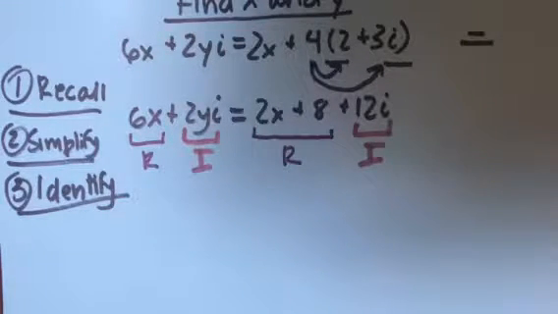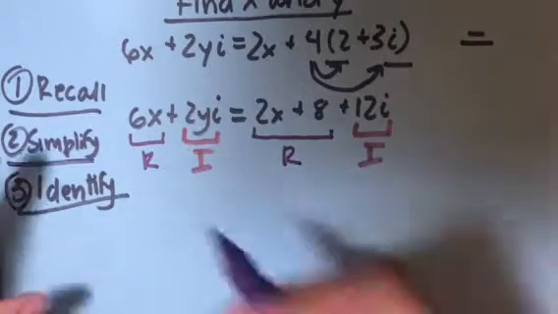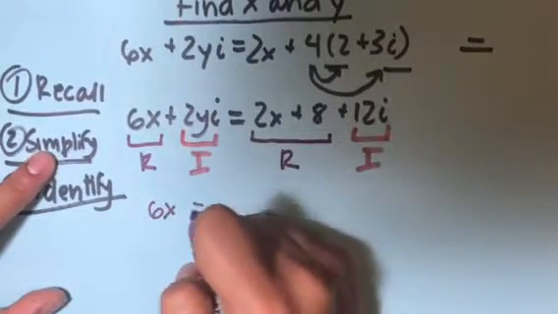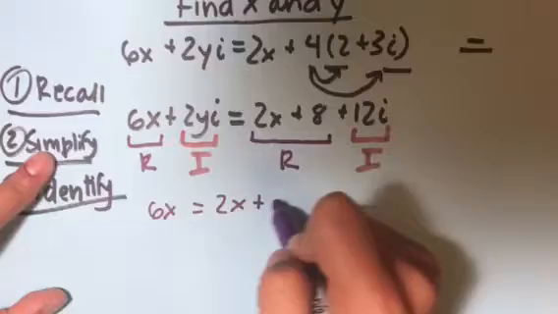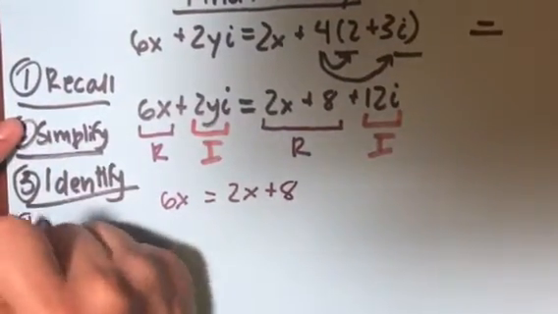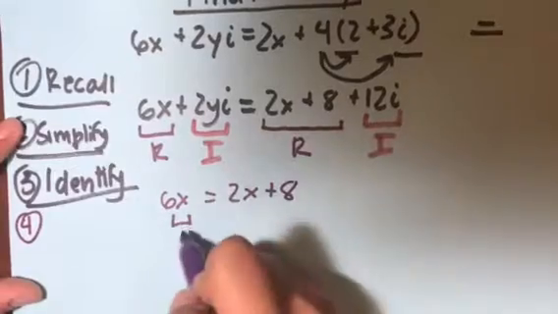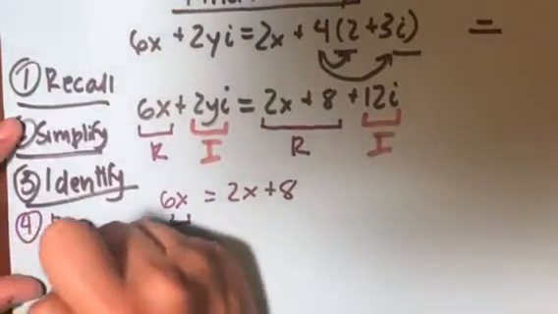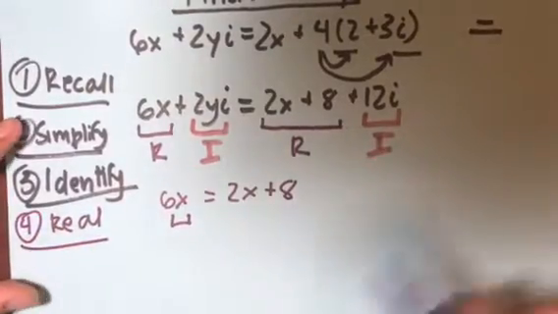Now, we would set them equal to each other. So now, we have 6x equals 2x plus 8. So now, we are going to find the value of x. So this would be solving for the real parts.